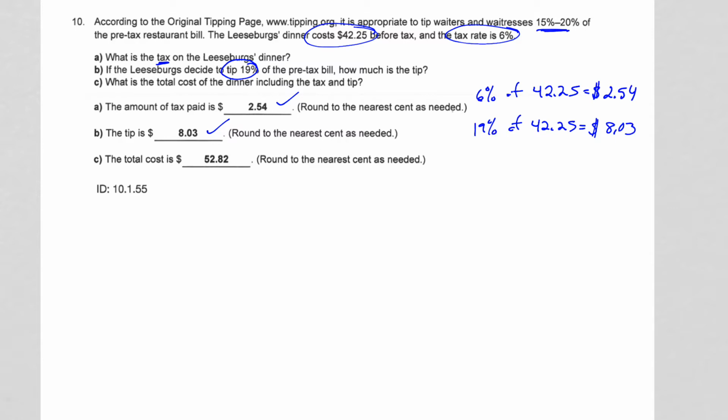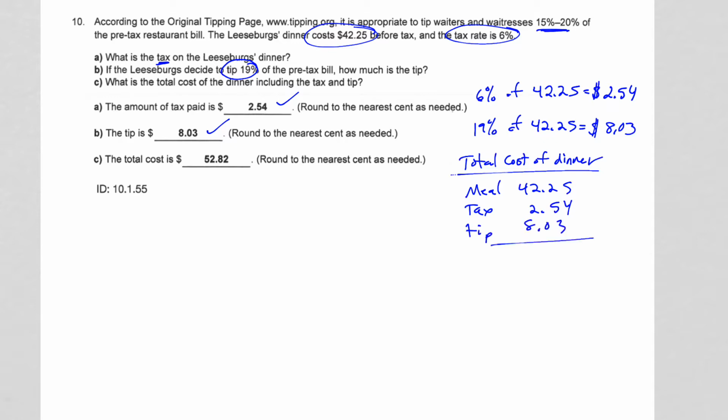So the total cost then of the dinner is basically going to be the meal, which was $42.25 plus tax, $2.54 plus tip. And if you add all this up, you get 52 and 82 cents. There it is right there. All right, so that's 10.1 quiz.